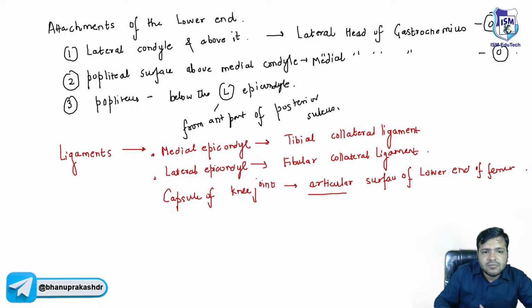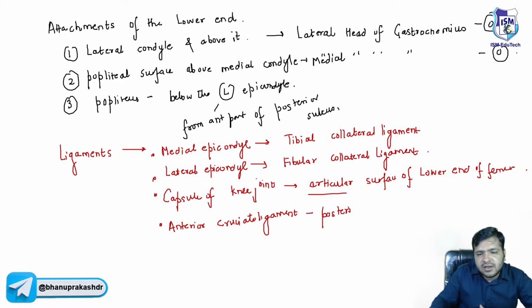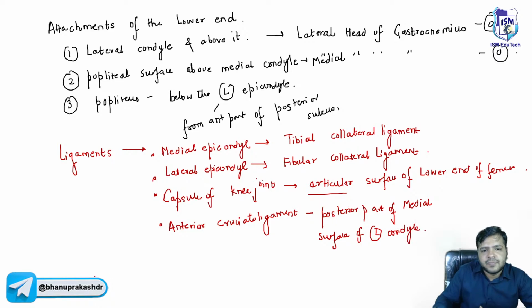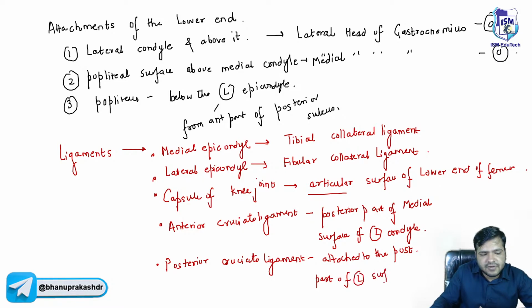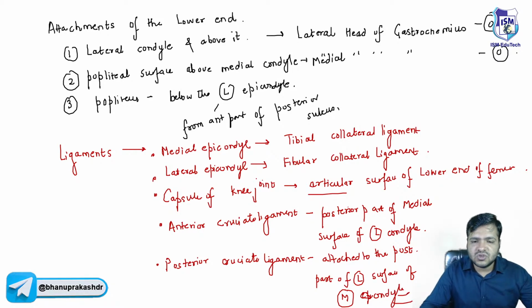Now we have the anterior cruciate ligament. It is attached to the posterior part of the medial surface of the lateral condyle. Then we have the posterior cruciate ligament. It is attached to the posterior part of the lateral surface of the medial condyle. So anterior cruciate ligament and posterior cruciate ligament.